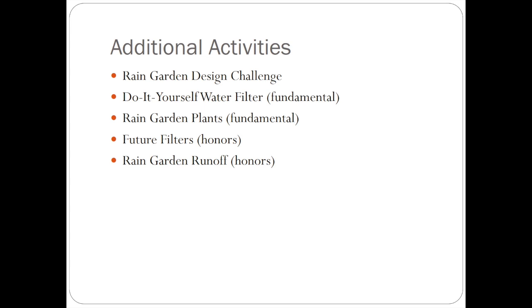Complete the following activities that are included with this lesson to learn more about rain gardens and filtration systems.